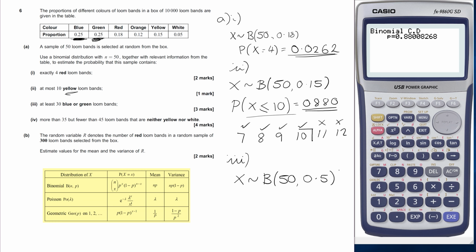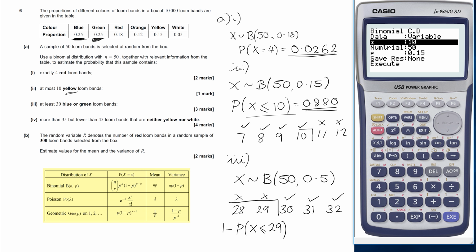Now we're saying at least 30 blue or green. So again, I'm going to draw out my picture, taking my key value, which in this question is 30, and considering a few values around it. So at least 30: not 28, not 29, but 30, 31, 32. I draw my box around where my crosses become ticks. So I want 1 minus the probability x is less than or equal to 29, because all the binomial CD, the BCD, actually calculates is less than or equal to.